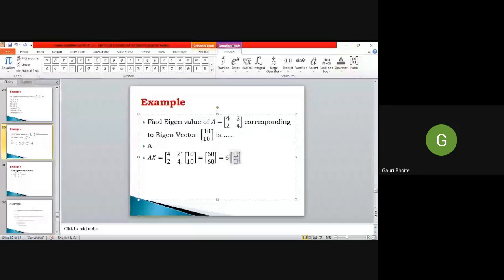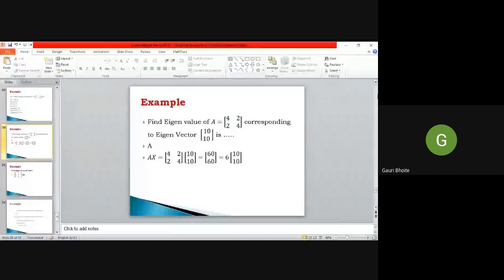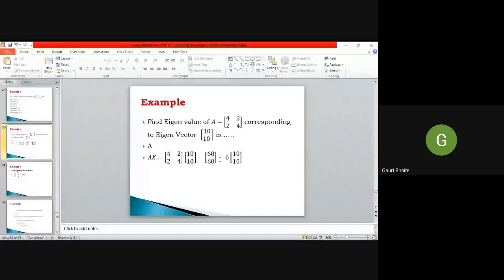So what is the eigenvalue? Ax is equal to kx, so 6 is the corresponding eigenvalue. In this way you have to calculate Ax, and then write the resultant matrix as some constant times x. I take 6 outside because my vector x is 10, 10. Otherwise I could take 60 outside, but I have to write it as a multiple of the vector 10, 10. So I take only 6 outside. Does everybody understand this? Yes.